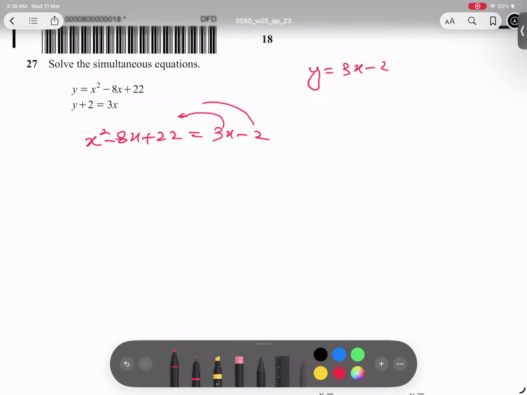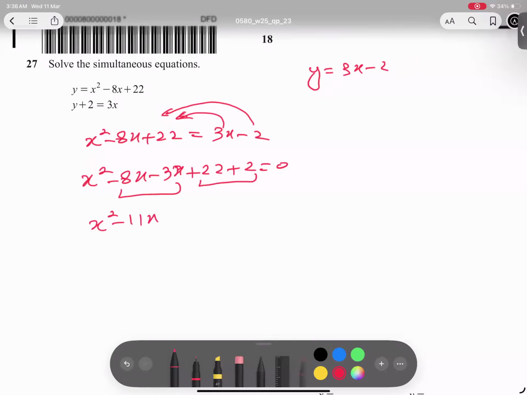Both values will come to the left side. I get x squared and negative 8x and negative 3x plus 22 and plus 2. So these two values will become 11, and these two values become 24.